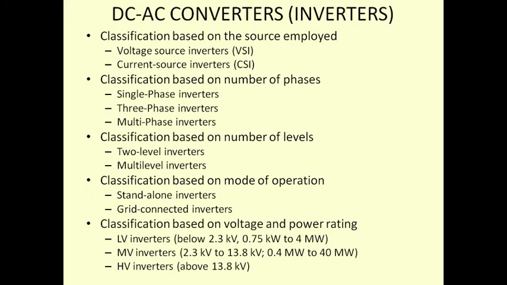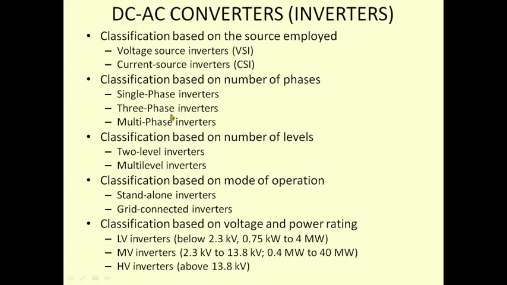Now we have DC to AC converters, that is the inverters. Major classification can be done on the basis of the source that is employed. So we have a voltage source inverter and a current source inverter. Then we can classify on the number of phases. For example, the ceiling fans that we have in our homes are single phase machines. So we can use a single phase inverter to drive a single phase load.